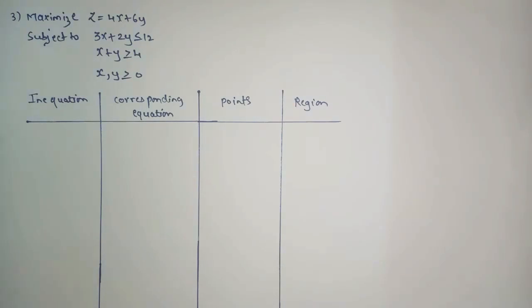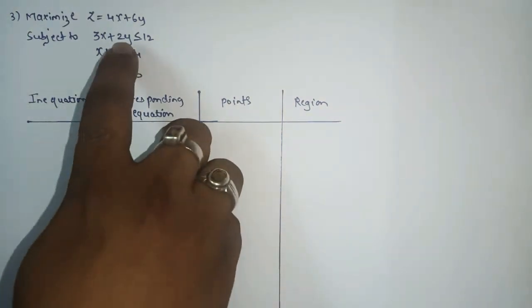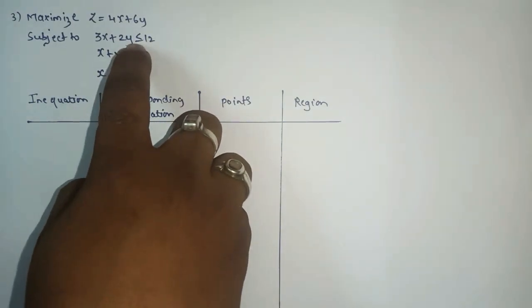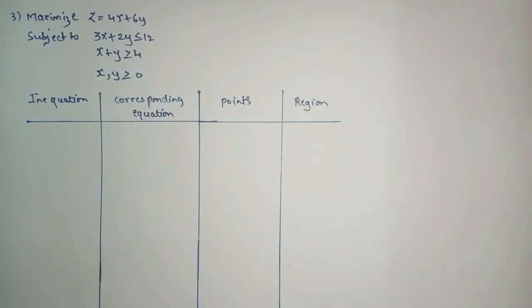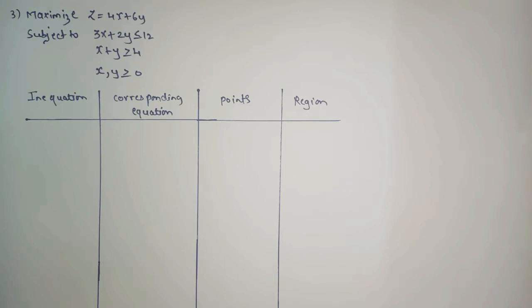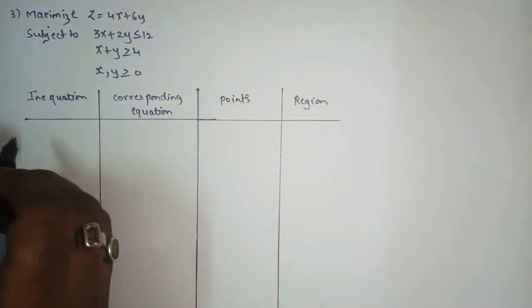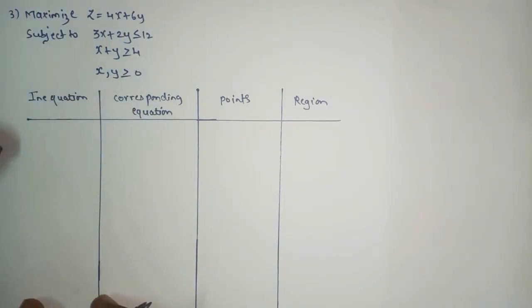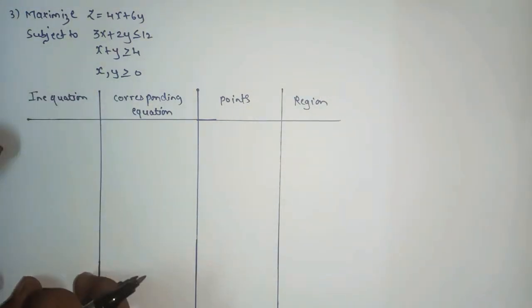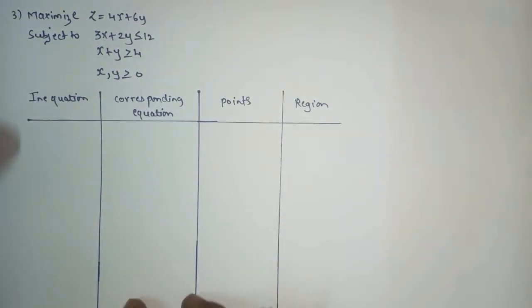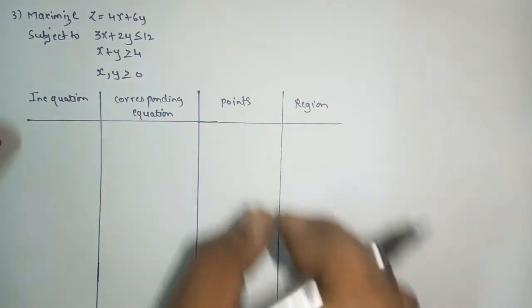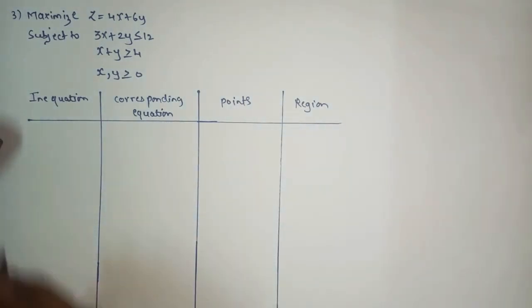Now in this sum we will be dealing with the case where clearly you can see that here we have less than equal to and greater than equal to. Now we'll see where the feasible region lies. As we know, we have to draw the table first. In the first column we'll write inequation, then the corresponding equation, point, and then region.